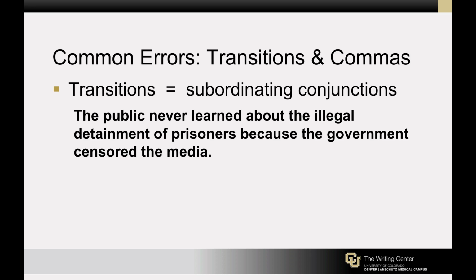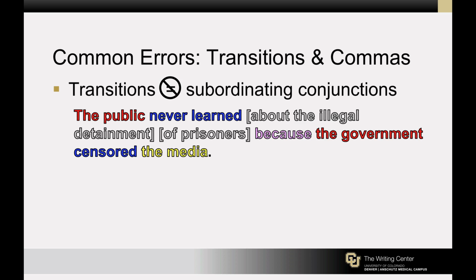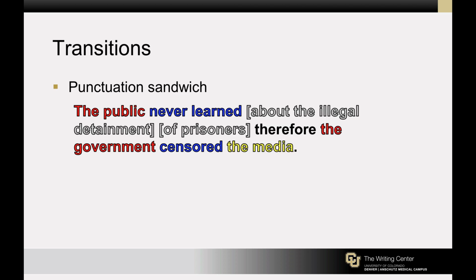Students also confuse transitions with subordinating conjunctions, but once again, they aren't the same. Here is another sentence, this time made up of an independent clause and a dependent clause joined with a subordinating conjunction, "because." If we replace that subordinating conjunction with the transition "therefore," once again, we have an incorrect run-on sentence because the 2 clauses are incorrectly joined. Instead, transitions require a punctuation sandwich.